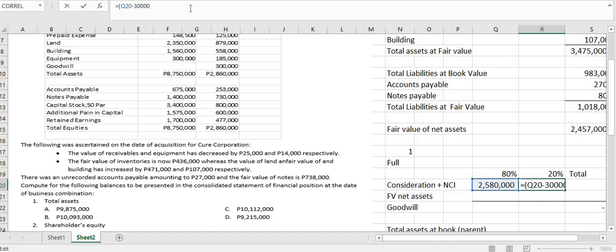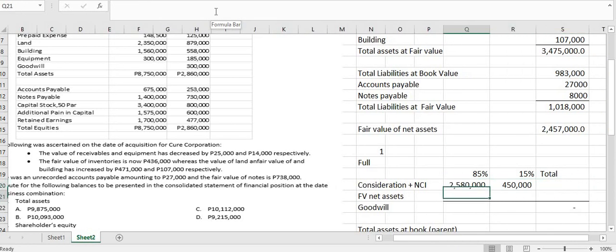Then 2,580,000 less 30,000, we divide by 85%, because the parent holds 85% and the non-controlling interest is 15%. So that's 2,580,000 less 30,000, divided by 85%, then we multiply the result by 15%. Therefore, the fair value of the non-controlling interest is 450,000.